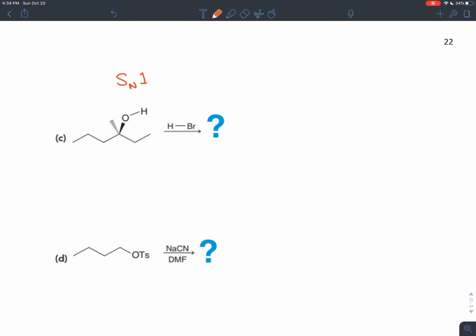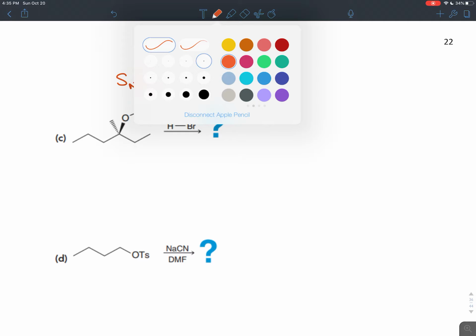With SN1 reactions, we have to worry about two things. First, if we have a chiral center, we have to worry about drawing two products, each of the enantiomers. And second, if it's SN1, we have to worry about carbocation rearrangements. So first, let's think about carbocation rearrangements.